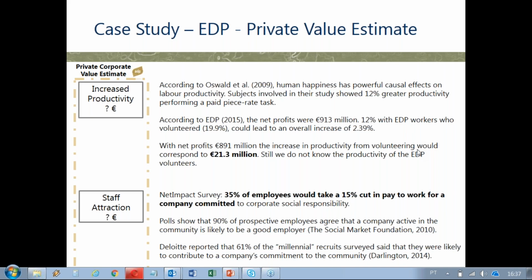Well, we couldn't do this directly for EDP, but still, just to get a notion, we found that for the almost 20% of volunteers that EDP had, if they were to increase their productivity in the same way, we would be talking about something like 21 million euros in 2015 in increased productivity. So we don't know how much this might have been, because we don't know the productivity of the EDP workers by themselves. But if we could just make a guess estimate, just to have an order of magnitude, we would be talking about around 20 million euros or so.